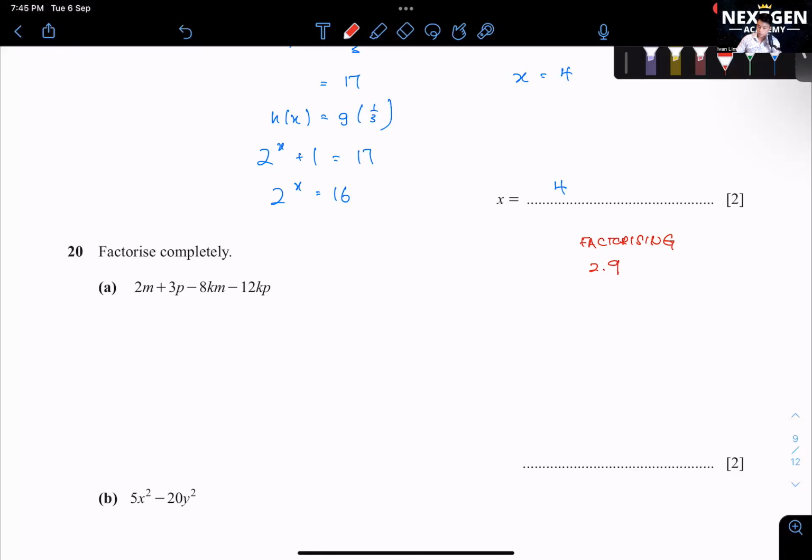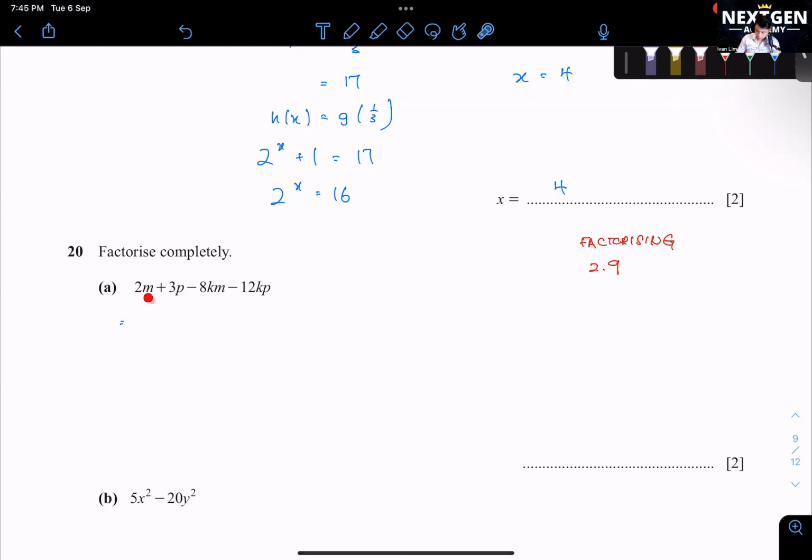Okay, just go into 2.9. There are all kinds of factorizing that you all need to know. So this is one special kind. So 2m plus 3p minus 8km minus 12kp. All right, how to do this?